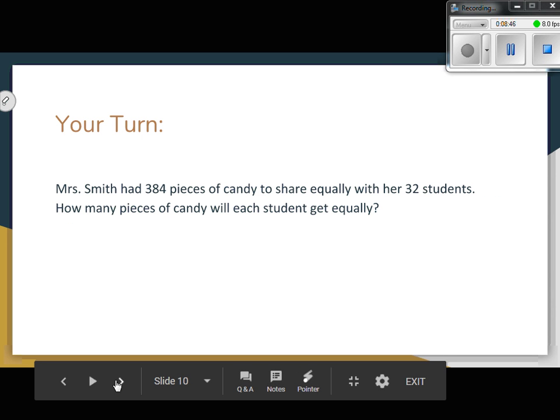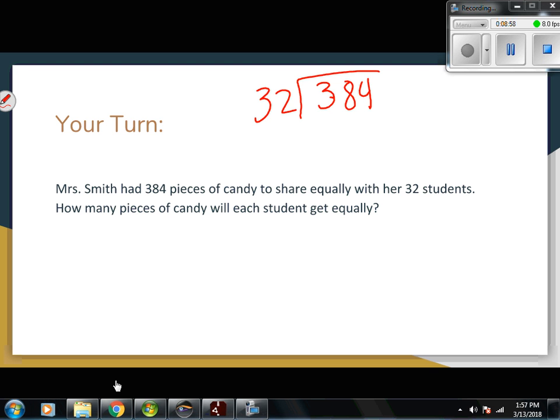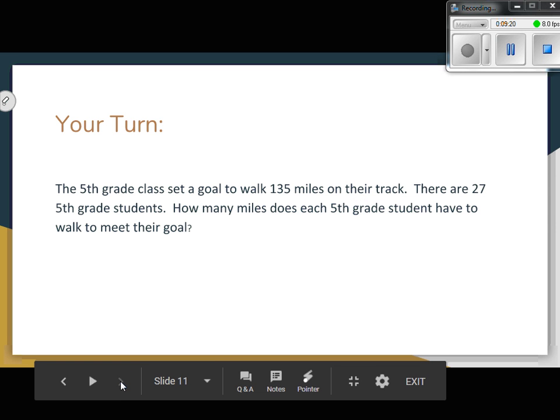Okay, Mrs. Smith had 384 pieces of candy to share equally with her 32 students. How many pieces of candy will each student get equally? Not worried about a remainder here. I want to see how much each student will get equally. 32 can go into 38 one time. 8 minus 2 is 6. Bring down my 4. 32 can go into 64 2 times. And I don't have a remainder. Anytime you have a large amount being split up between a group of people, it's going to be division that you use for your operation.